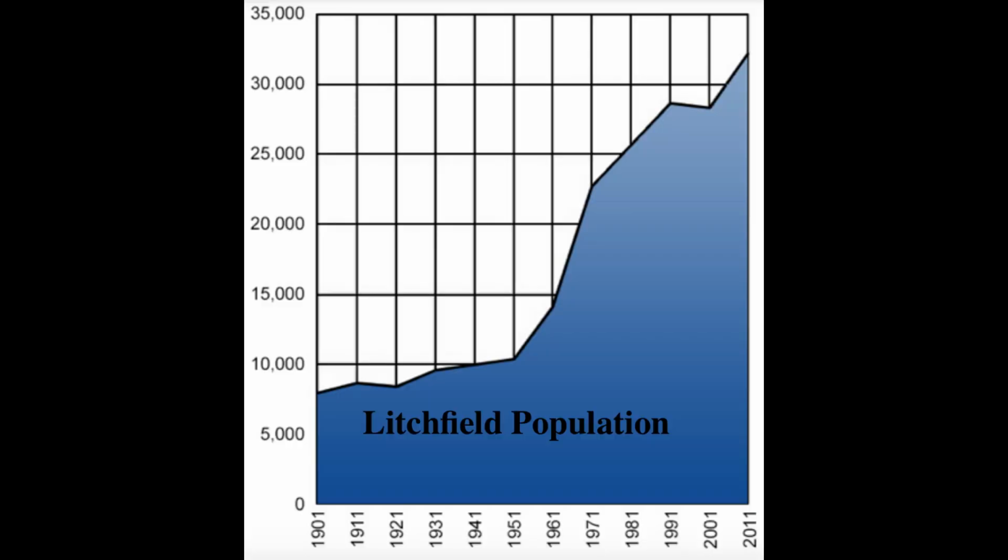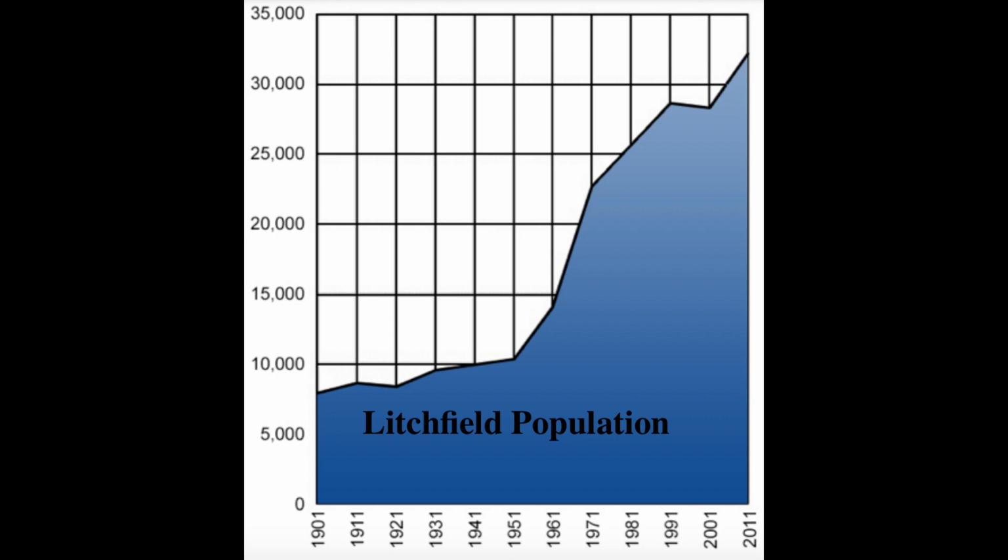The following graph gives information about Litchfield population. The horizontal axis is the years, ranging from 1901 to 2011. According to this graph, in the year of 1911, the value is around 8,000. And according to this graph, in the year of 1941, the value is around 10,000.